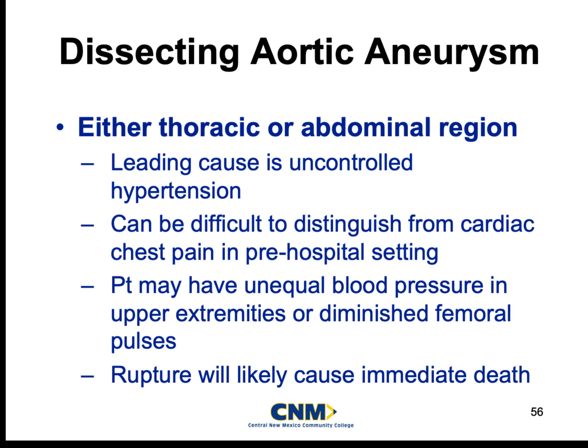The big test that we do is that the patient might have unequal blood pressures in the upper extremities. On the left arm it could be low, and on the right arm it's very high. I'm talking about pretty significant unequal blood pressures, not a couple of points. Let's say on my patient's left arm I get a reading of 100 over 70, and on the right arm I get a reading of like 180 over 120 or something like that.